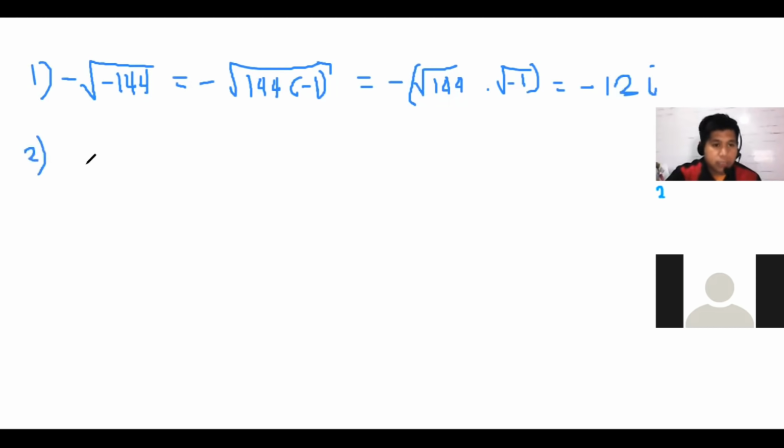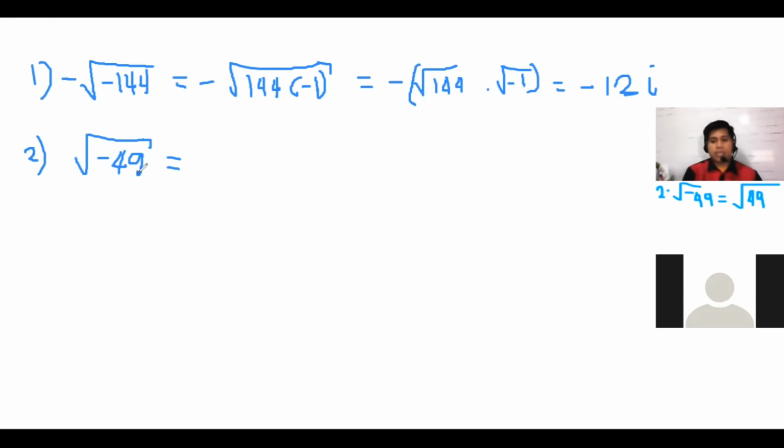Square root of negative 49. By the way, children, the key for you to be able to solve for the square root of numbers is that you memorize or at least familiarize yourself with the perfect squares. You start with 1, 4. 1 squared equals 1, 2 squared equals 4, 3 squared equals 9, 4 squared equals 16, 5 squared equals 25, 6 squared equals 36, 7 squared equals 49, 8 squared equals 64. Page 56.